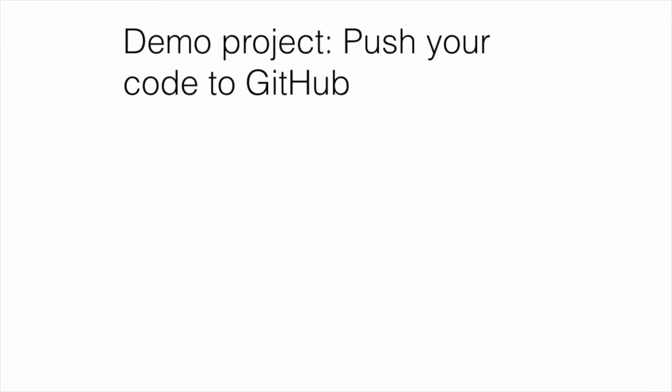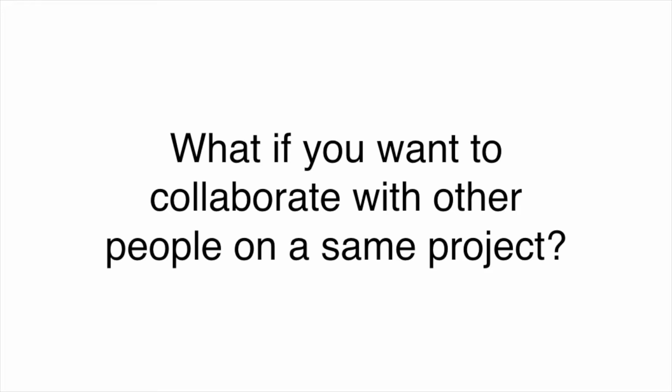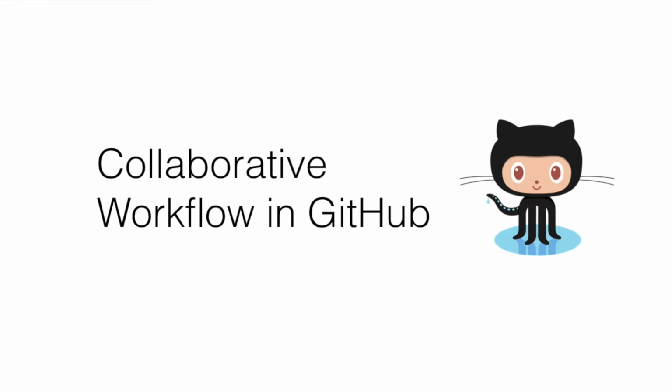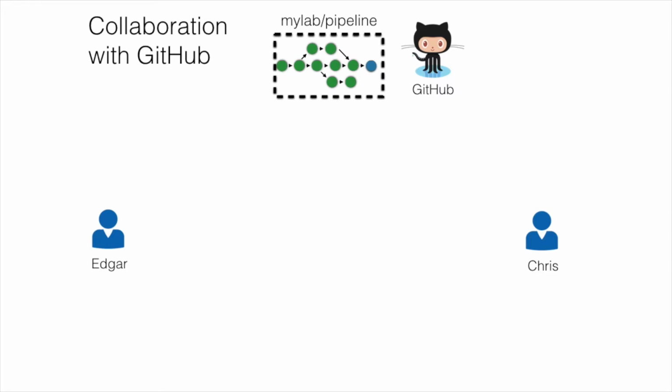So you've seen how GitHub works. The next big question, however, is what if you want to collaborate with other people, multiple people working on the same repository? There's a collaborative workflow in GitHub, and I'm going to describe this now. Say me and Chris, who's not here, I'm referring to a real person, want to work on one project, MyLab pipeline. It could just as well be under your name. We're going to talk about a case where there's an organization and a repository underneath. That's a good way to share things. So we both want to work on this.